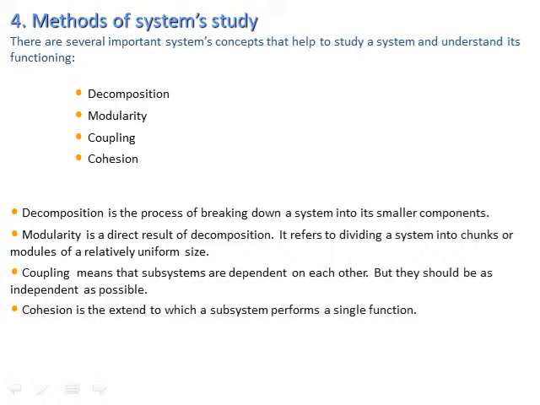And so there are multiple different ways to study a system and understand how it's functioning. And we have 4 items here. Decomposition, which is the process of breaking down a system into its smaller components. So we're just decomposing the system into smaller pieces so that we can understand how it functions. These components may themselves be systems or subsystems that can be broken down into their components as well. Then we have modularity, which is a direct result of decomposition, right? So if we decompose items, we're really breaking it up into modules, right? And so modules can represent a system simply, making it easier to redesign and rebuild.